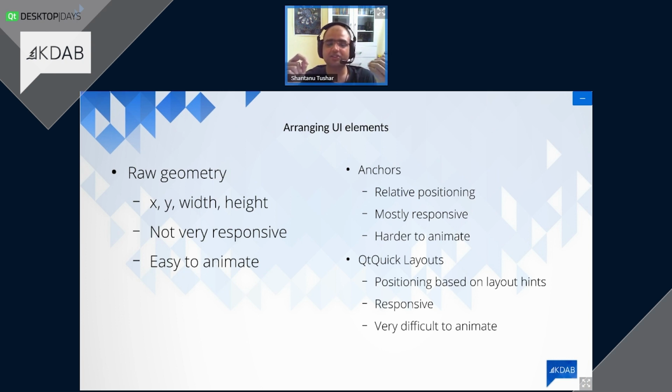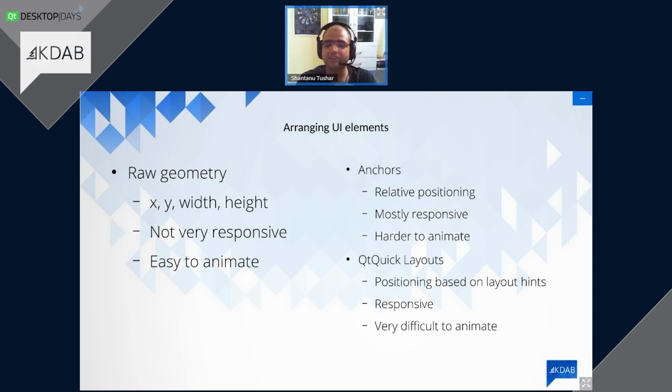Raw geometry essentially lets you provide hard-coded X, Y, height and width, and essentially you want a rectangle which is 50 by 50 at 10 by 10 pixels. So that's something easy to do. It's also very easy to animate because the animations just take a from and to, and you can just move boxes around and whatnot. But the problem is it's not very responsive. If a user is resizing things, you have to do funky math to get that working.